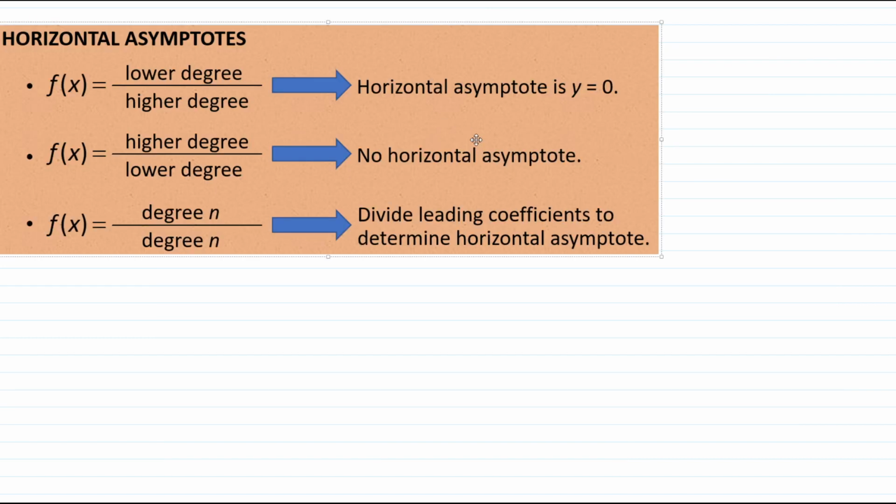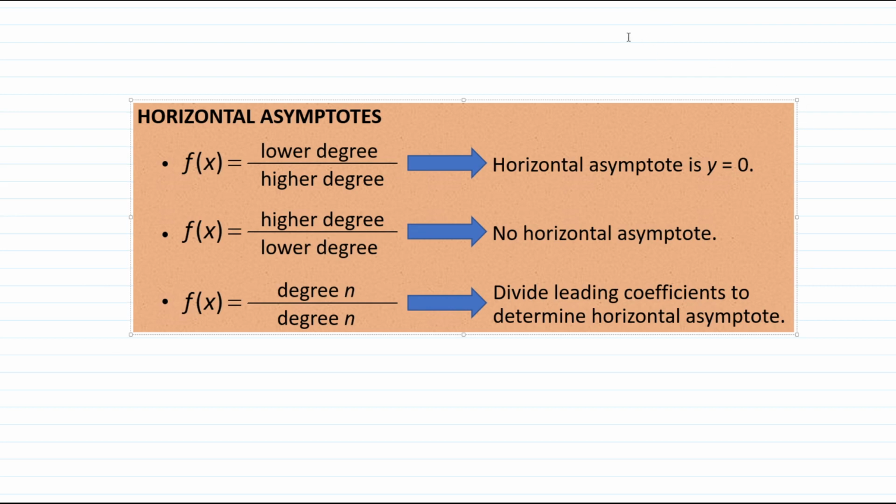There you go. Okay. If you have a lower degree on top, a higher degree on the bottom, you're going to have a horizontal asymptote of y equals 0. If you have the higher degree on top, you're not going to have a horizontal asymptote. And if you have the same degree in the numerator and the denominator, you can find the horizontal asymptote by dividing the leading coefficients. And that is it.